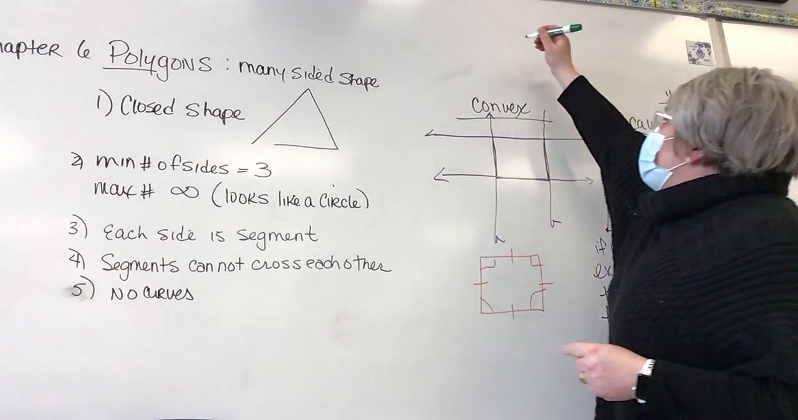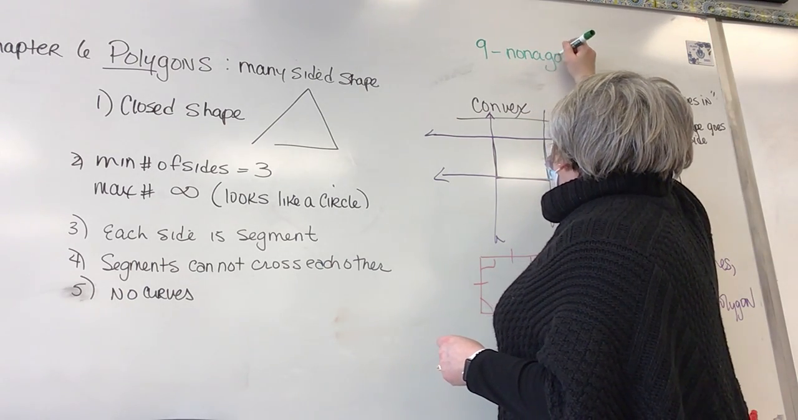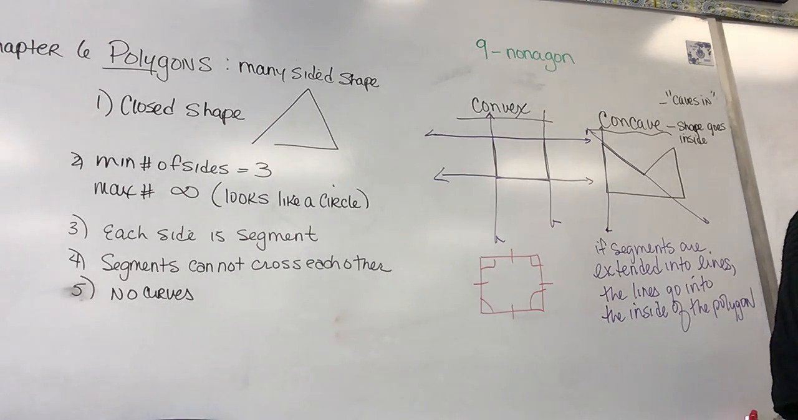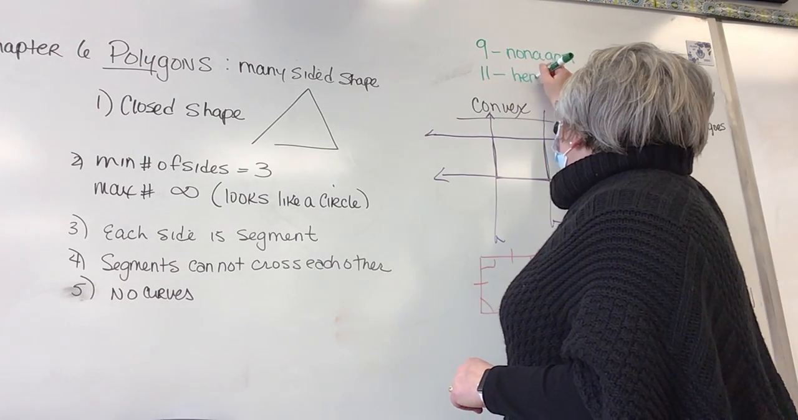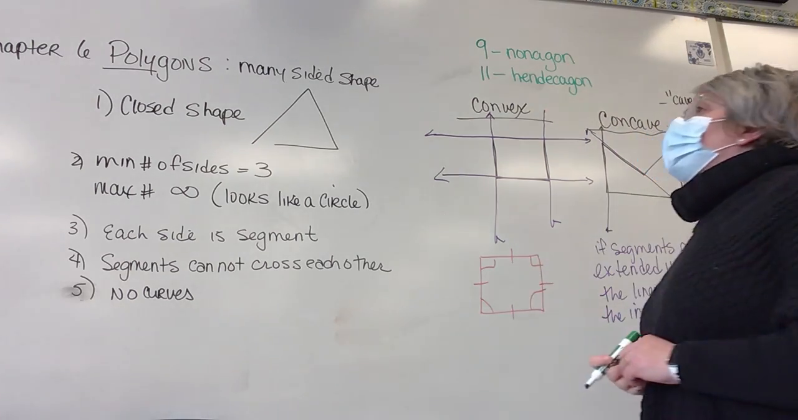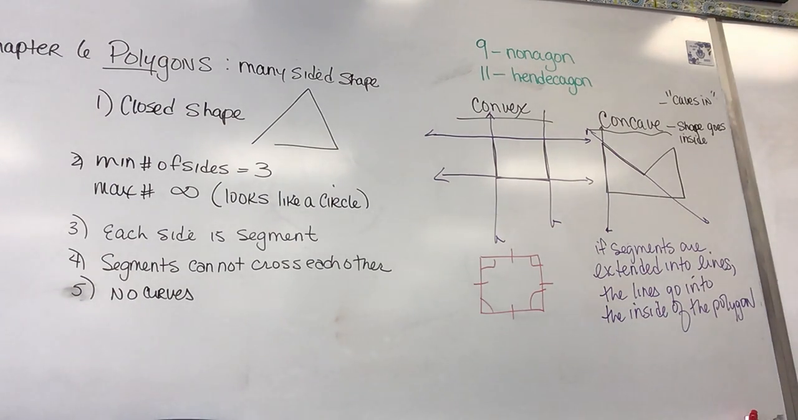9. On the bottom somewhere? Nonagon is 9. Underneath the chart, just add it so you have its name. And I believe we're also missing 11. Hendecagon, 11. And some of the posters, like this one, go up to 16. And some of them have a few more.